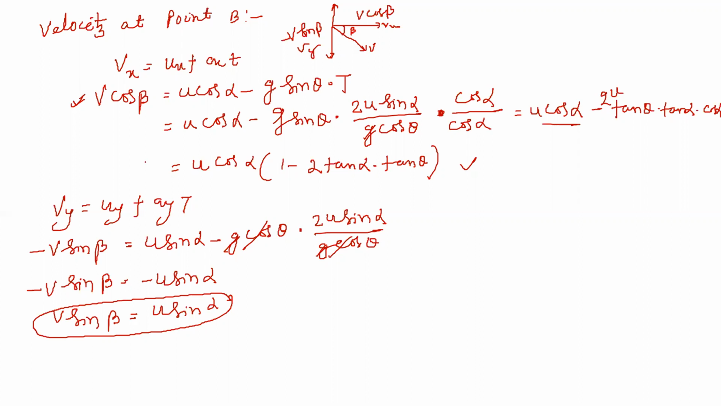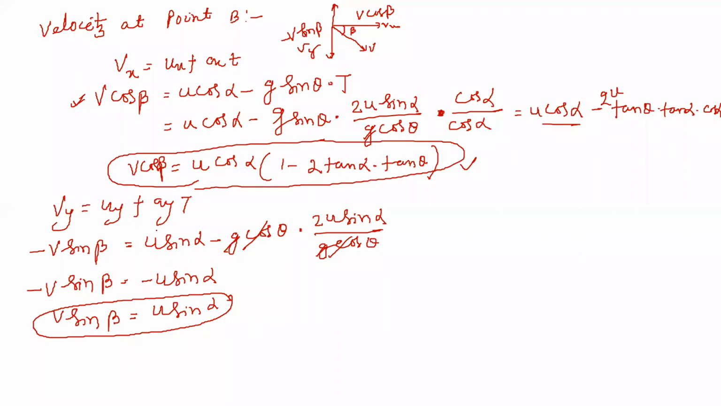This is the expression we got for v cos beta, that is vx. And this is the expression we got for vy. Then we can find the net velocity.